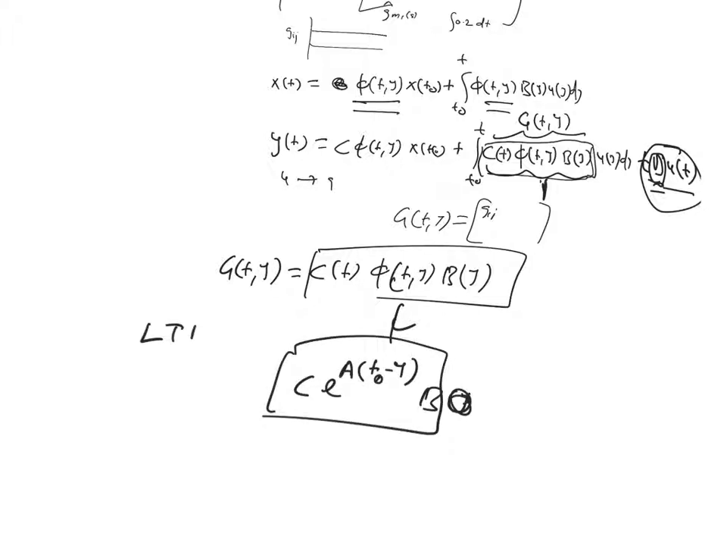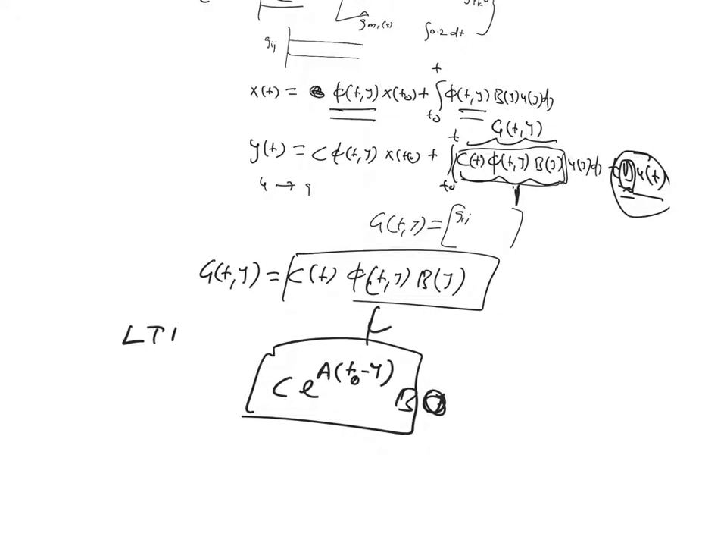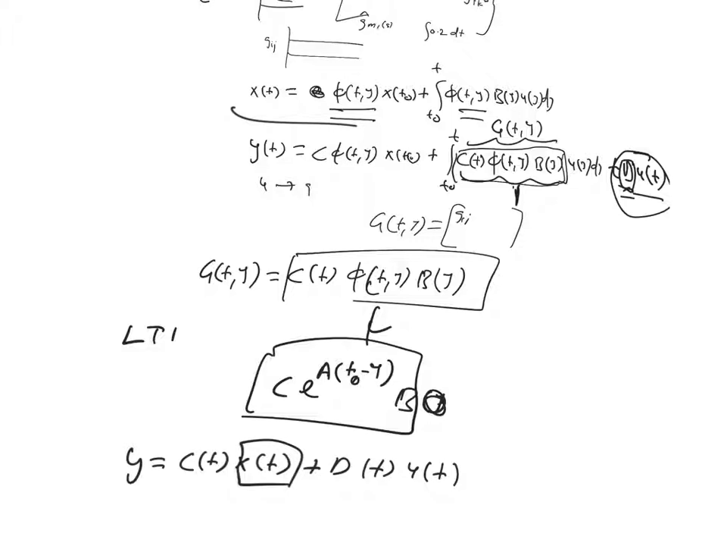Can you re-explain your y part? I'm with you on the x solution for linear time-varying, but when you get to y... So what is y? y is written as C(t) x(t) plus D(t) u(t), right? So you just plug in x(t). x(t) is this, so when you plug it in, you get it.